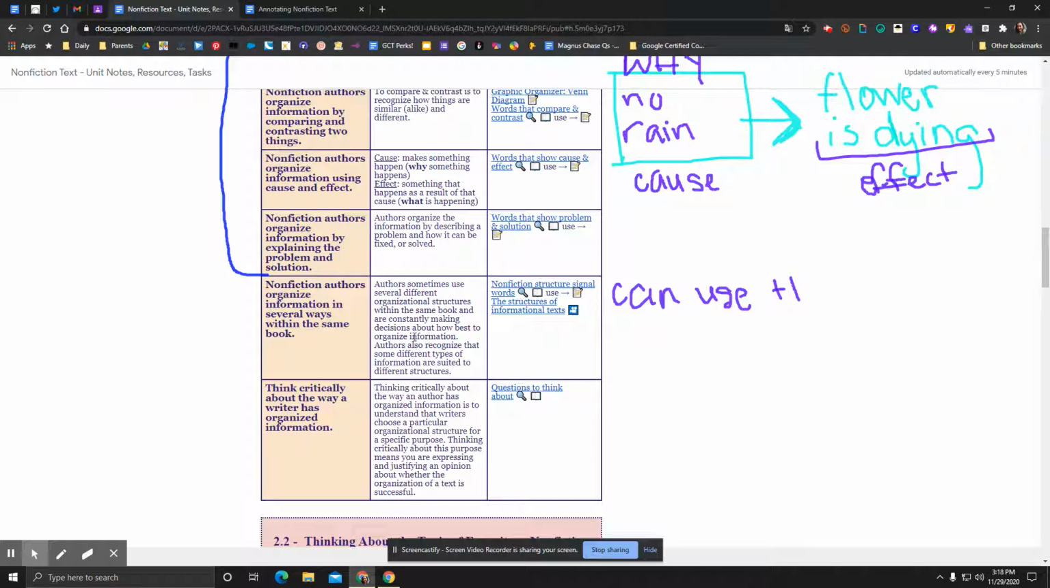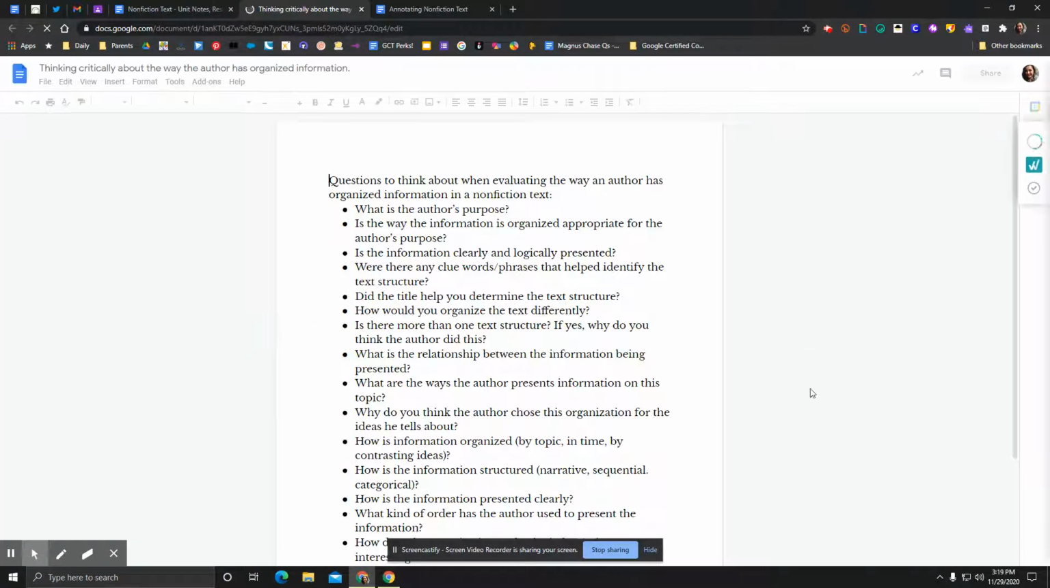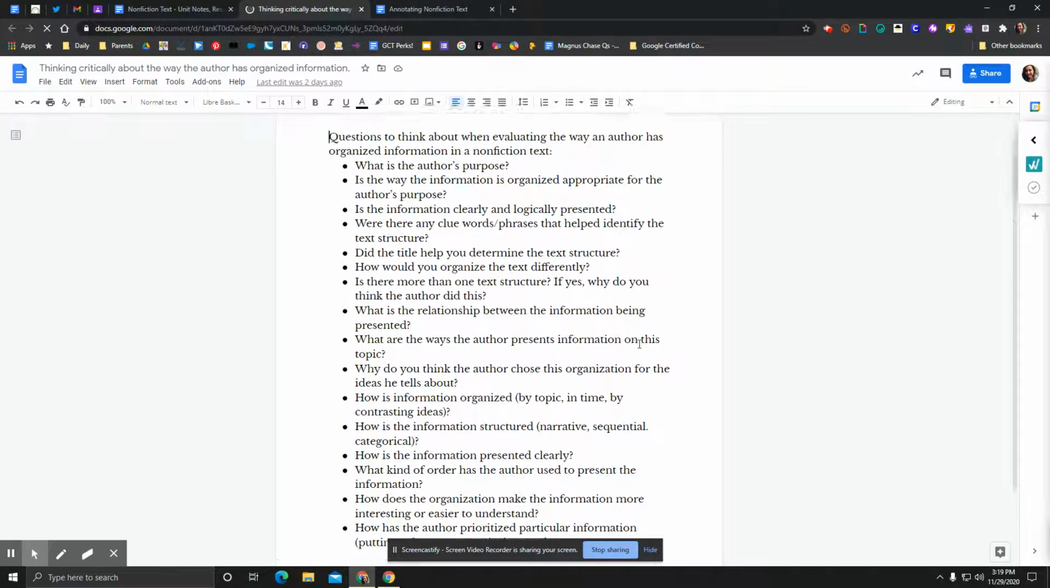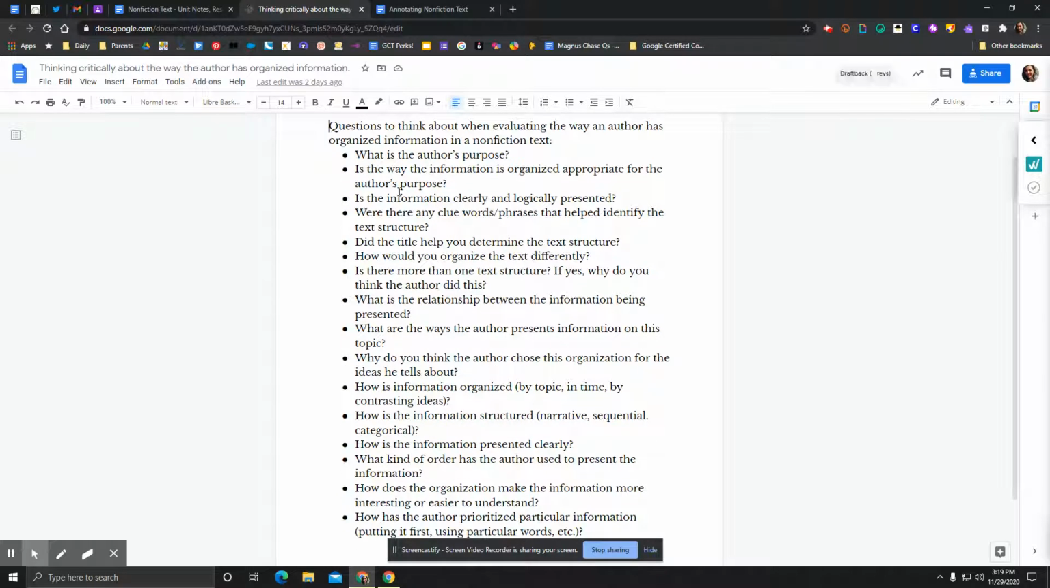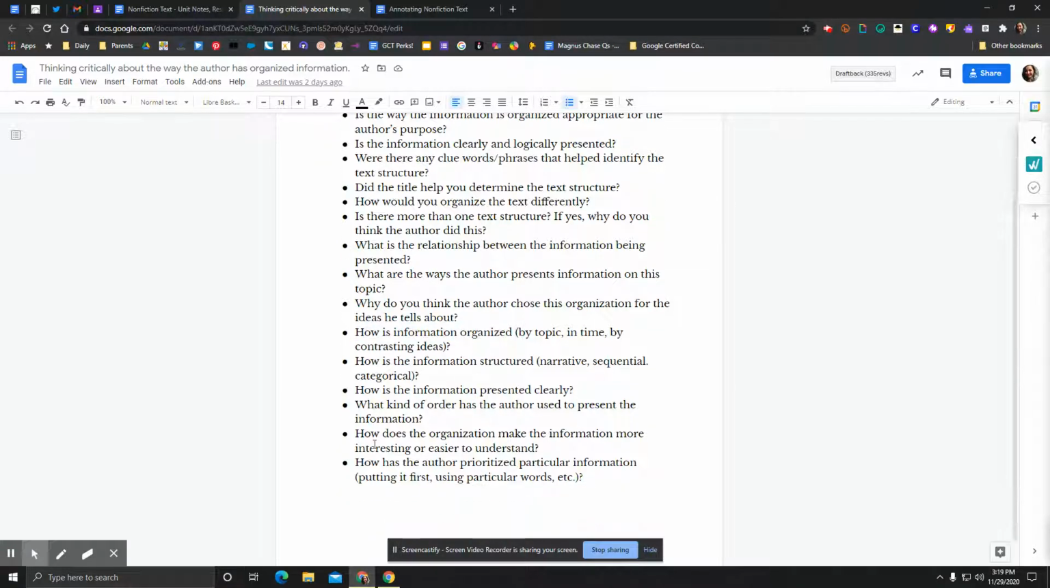And then lastly, when we're looking at the ways that authors organize their information, we want to think critically. And one way that we can do that is to ask ourselves questions. Now, this resource is really just a bank of questions to consider. So thinking and stopping, is the information within a text clearly and logically presented? Or how is the information organized? And how does the organization make it more interesting or easier to understand?